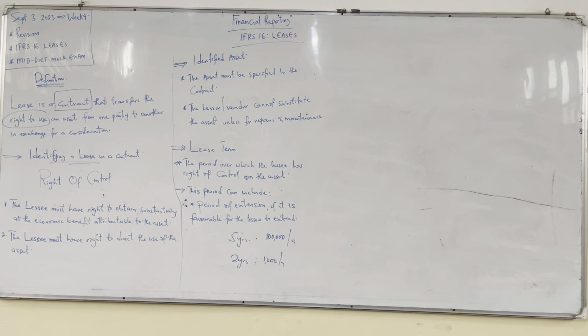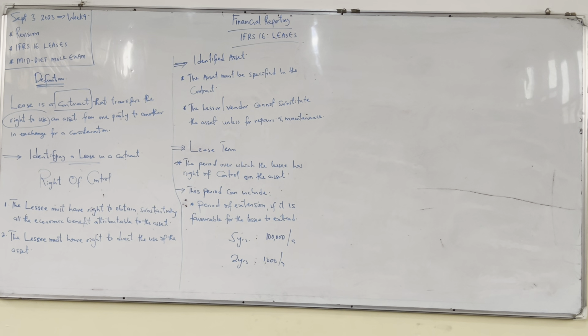Now, this is the background knowledge for leases. The first thing is that a lease has to be a contract. Majorly, it's transferring rights of use from one party to another in exchange for a consideration. And like he added, it is always over a period of time, which we mentioned here. But even beyond that definition, what is important for us is how do you identify a lease?